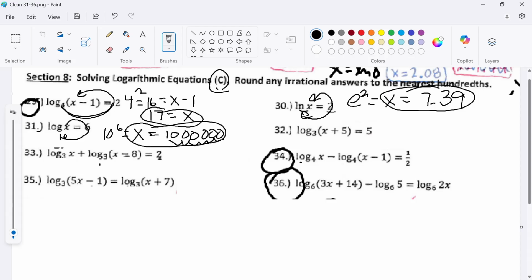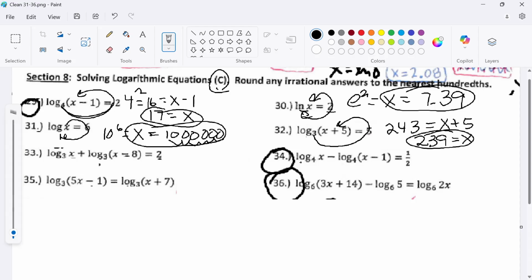Number 32. I have log on one side, constant on the other, fishhook. The base to the answer equals the argument. 3 to the 5th, 3 times 3 is 9, times 3 is 27, times 3 is 81, times 3 is 243, equals x plus 5. I'll subtract 5 from both sides, 239 equals x.